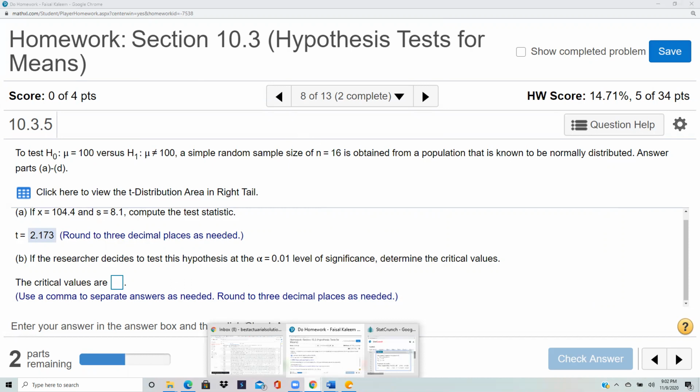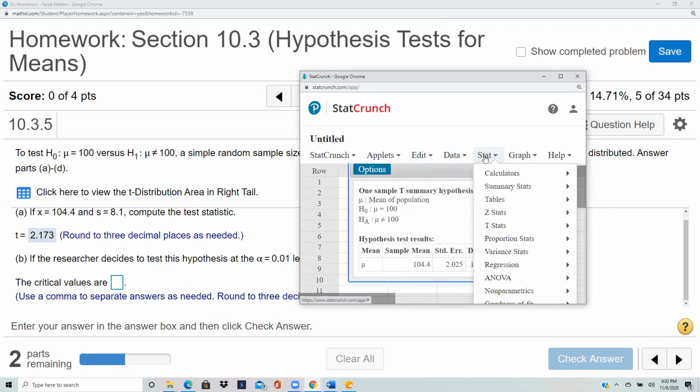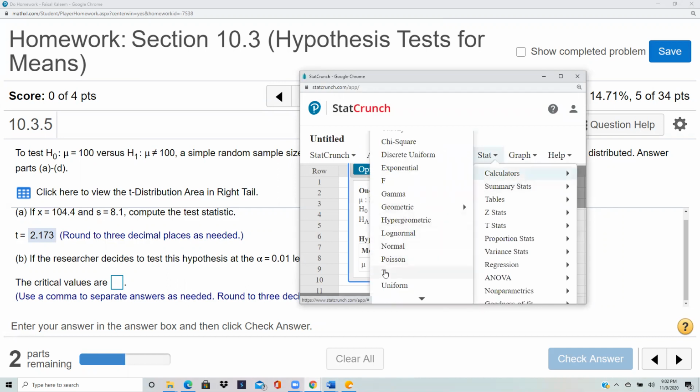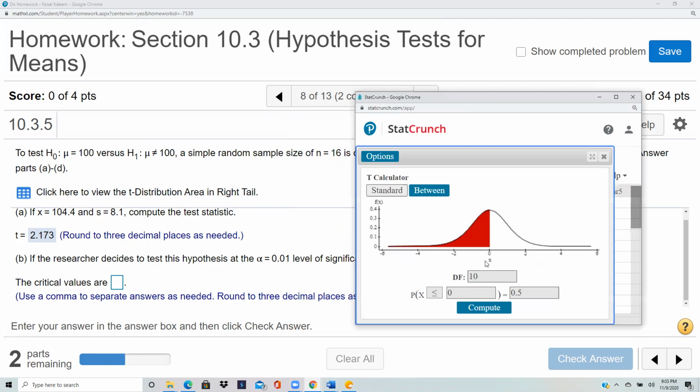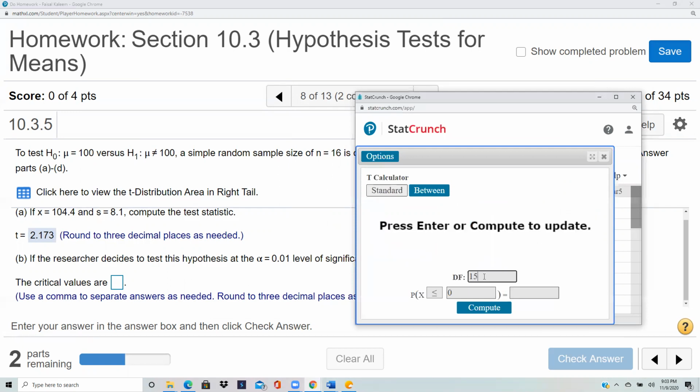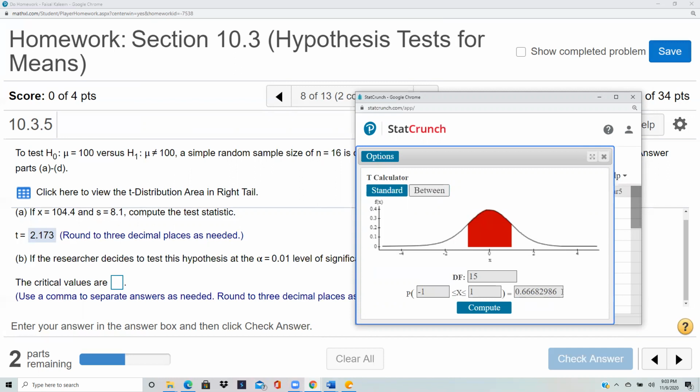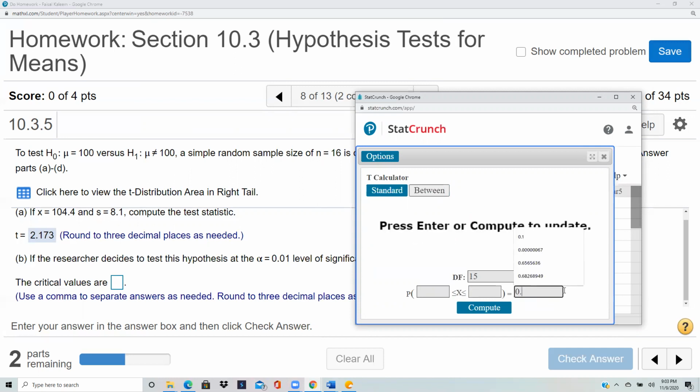So where is the T calculator? Stats, calculator, T. Degrees of freedom will be 16 minus 1, so 15. We'll go in between and 1 minus 0.01. Remember, two-tail is the only one done this way. For left and right tail, we just put this area in the tail and go left or right accordingly. So 1 minus 0.01 is 0.99.